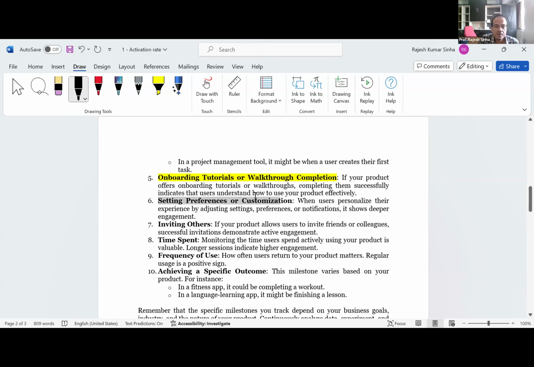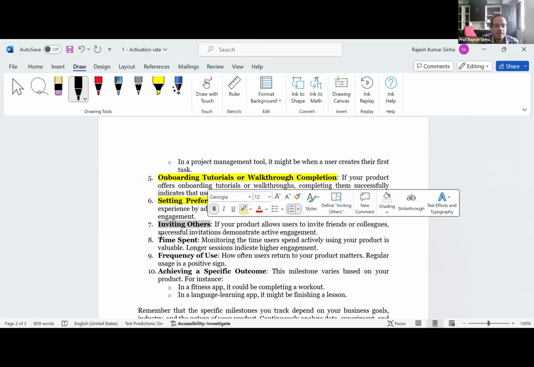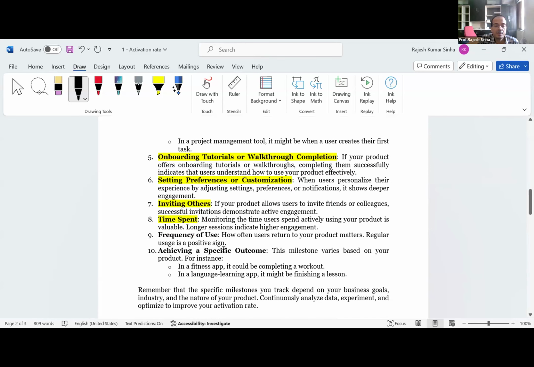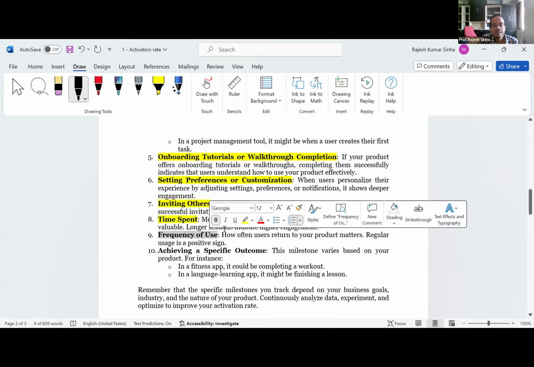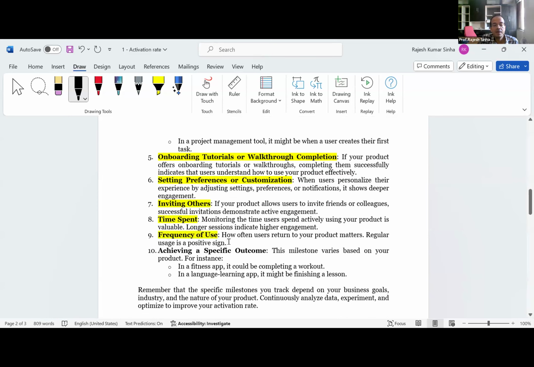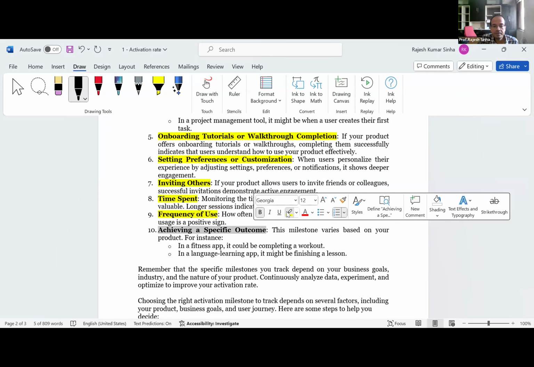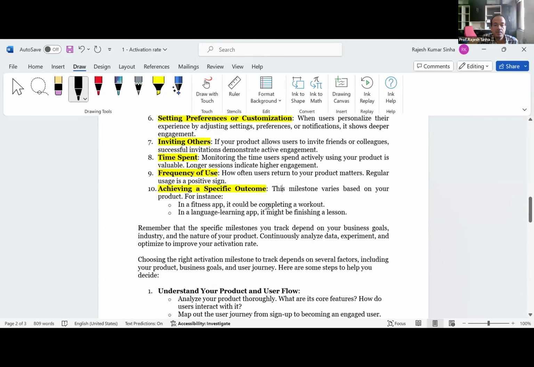Yeah, setting preferences or customization, inviting others, referral marketing, time spent. If somebody has spent 1 hour on Instagram or 30 minutes on Instagram, the meaning is that he is going to stay. If someone has not spent that much time, he is not finding any value. Frequency of use. Yeah, somebody subscribed to Netflix for a year. Every month he uses it only once. Yeah, the likelihood of resubscribing is very less. Achieving a specific outcome. In a fitness app, it could be completing a week's workout, finishing lessons.